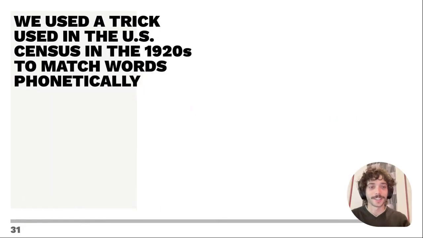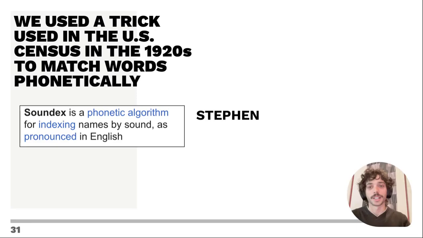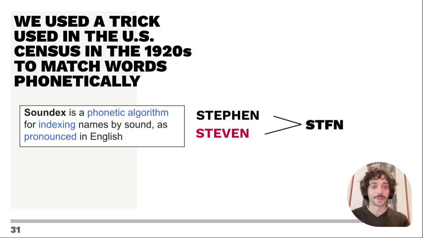So to address this, we used a trick used in the US Census in the 1920s to match words phonetically, which when census takers got names and didn't get the spellings, they would index them the same way. So Soundex is a phonetic algorithm for indexing names by sound as they're pronounced. Say we have one spelling for Stephen and the incorrect spelling for Stephen. We index them the same way. My dad's name is Stephen, spelled with a PH, just to clarify.